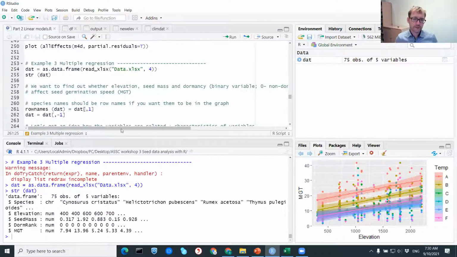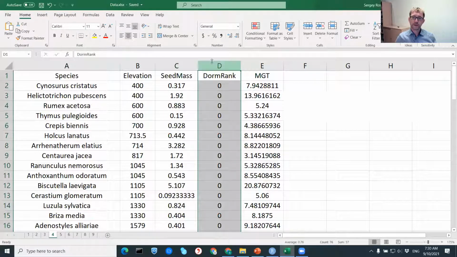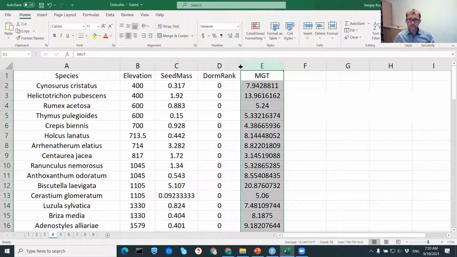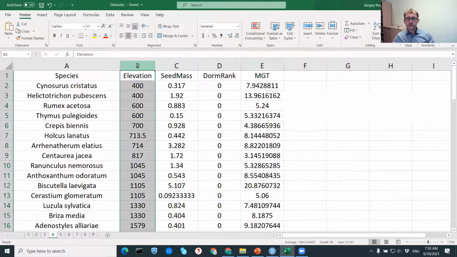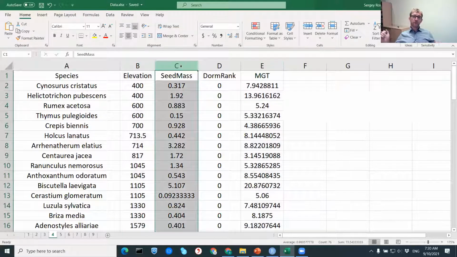And my question is whether those 3 parameters, elevation, seed mass, or dormancy rank, have any effects on mean germination time. It's a kind of mixture of ecological and biological questions. For example, I know that alpine species might be adapted to the harsh environments by adjusting their germination speed. As we just learned from a previous example, alpine species tend to have a comparatively slow germination speed. I also know that bigger seeds might germinate faster because they have more resources for that.